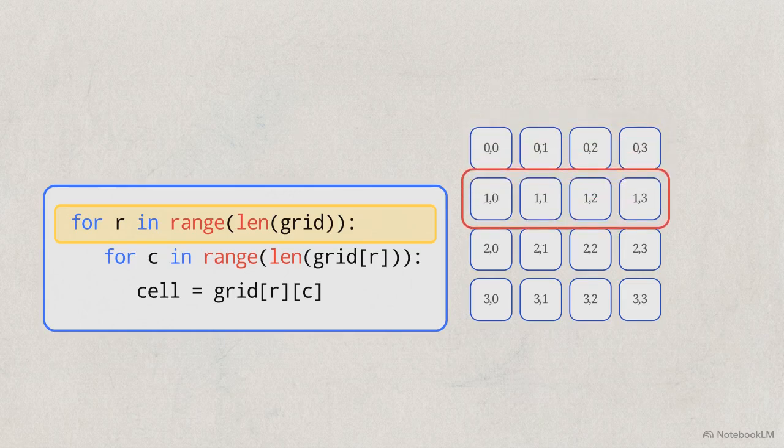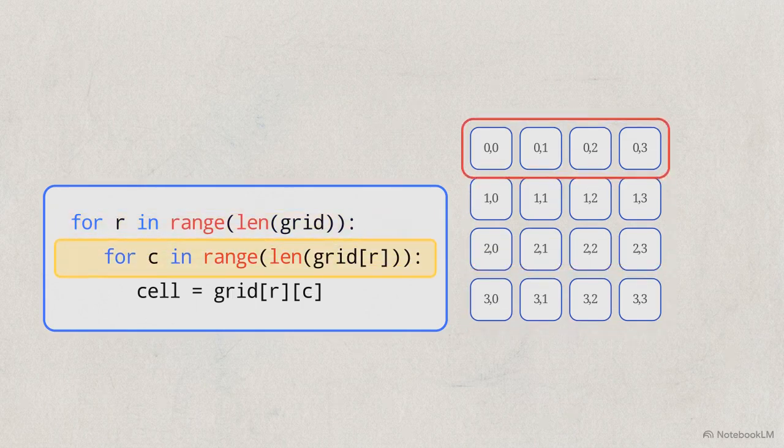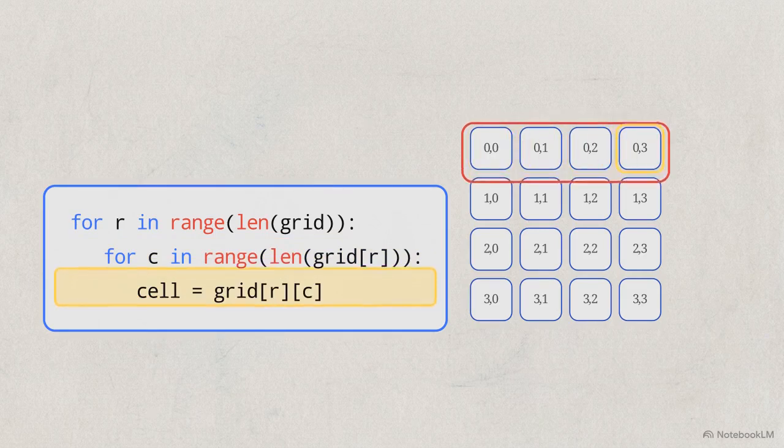Think of it like the roller of a vintage typewriter clicking down the page. The inner loop operates entirely inside the current row. It sweeps left to right across the columns, checking each individual cell in sequence, just like a typewriter carriage moving across a single line.